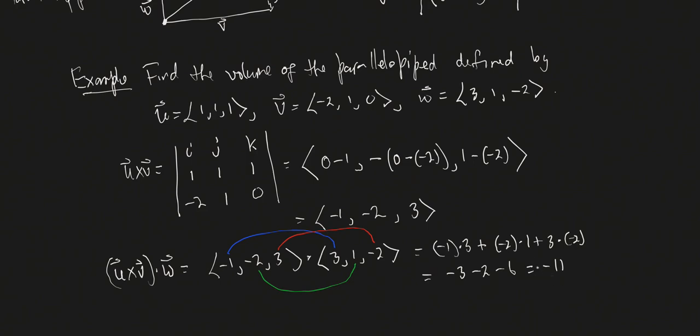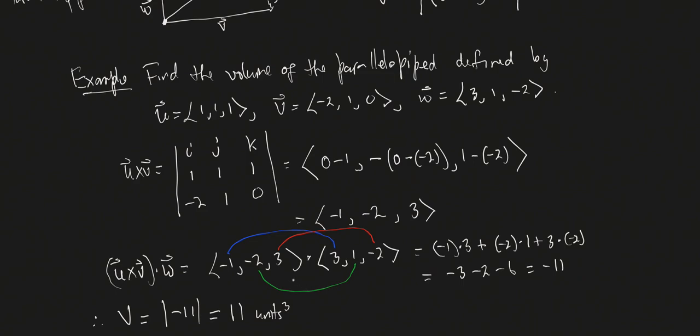And again, it doesn't really make sense to have a negative volume. The reason why it's negative just depends on how the angles are oriented, what the angle between them is. And so, our volume is the absolute value of -11, and that is +11. And in this case, it would be units cubed.